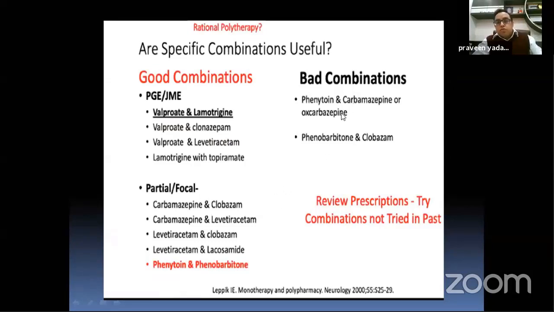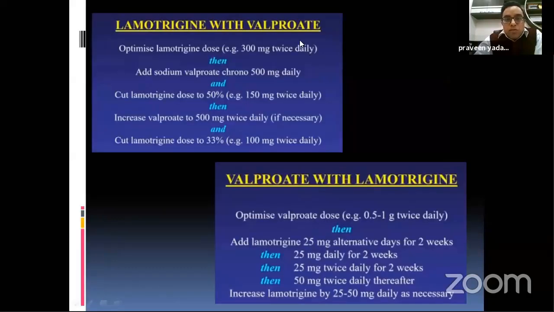A bad combination is 2 sodium channel blockers together, like phenytoin sodium and carbamazepine, or phenobarbital and clobazam together. So these combinations are not good. Now, regarding lamotrigine and valproate, you should be very careful when you are combining them. If you are giving lamotrigine, you have optimized the dose, and then you are adding sodium valproate, you should cut down the dose of lamotrigine to almost 33%, because the effective serum level will go high because of the inhibition by valproate. Similarly, if the patient is on valproate and then you are adding lamotrigine, then the dose should be at least 1/3. So you should not go to a very high dose.